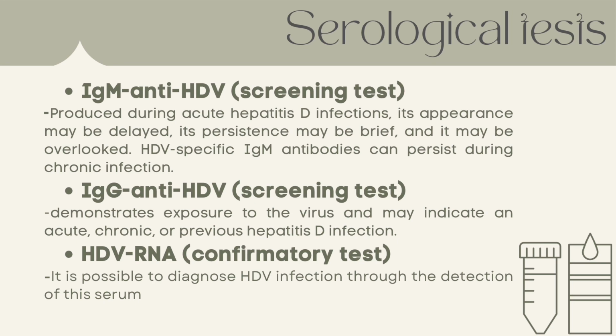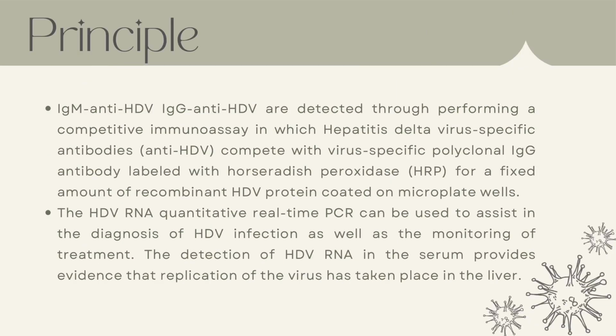Lastly is the HDV RNA, which is used for screening tests. It is used if the HDV total antibody test is positive. The HDV RNA test should be performed to confirm an active infection. If this test is negative, it is unlikely that an infection is present. Therefore, HDV infection can be diagnosed through the detection of this serum.